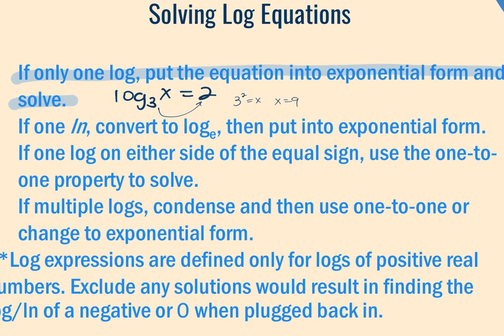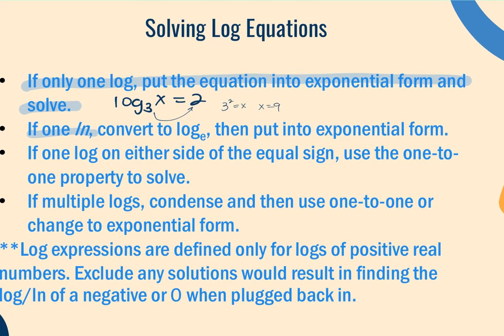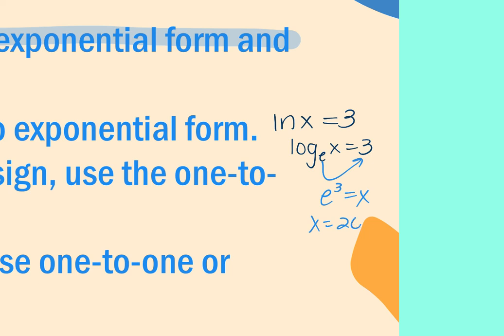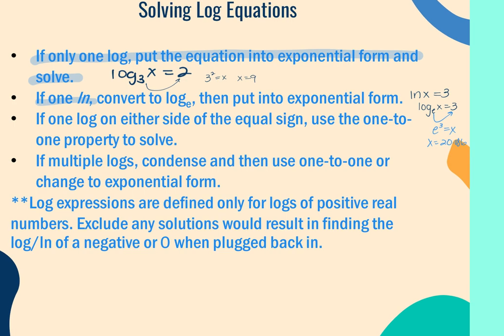The second method is if there's one ln. If there's one ln, it basically means there's one log, because ln is log base e. So if this said ln of x equals 3, I would rewrite that to log base e of x equals 3, and then e comes over and picks up the 3, and I would get x equals e to the 3rd, or 20.08. So first one is just one log. Second one is just one ln, which is one more step because you got to convert it to log first.